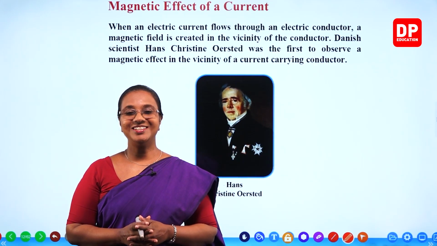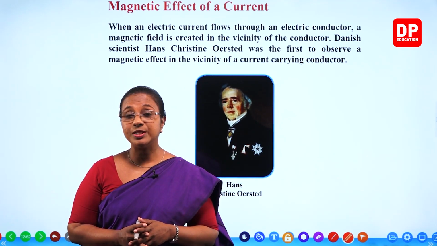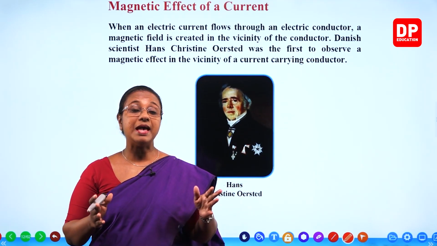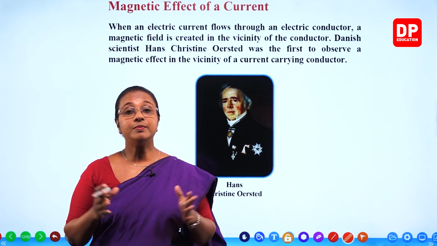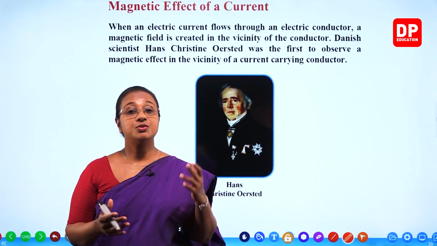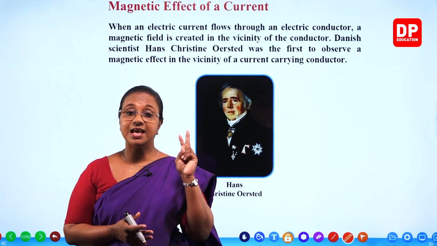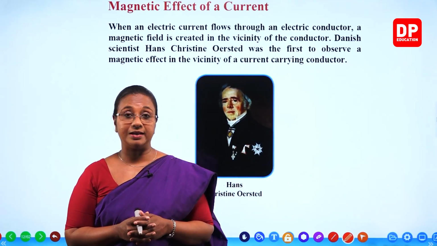Hello my dear students, welcome to today's lesson. Today also I am going to discuss with you all electromagnetism and electromagnetic induction. So in the first chapter we looked at magnetism and magnets. There you were able to understand that there are two types of magnets, the permanent magnet and the electromagnet.